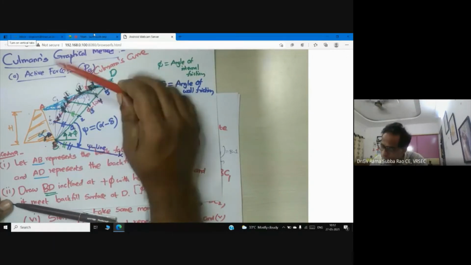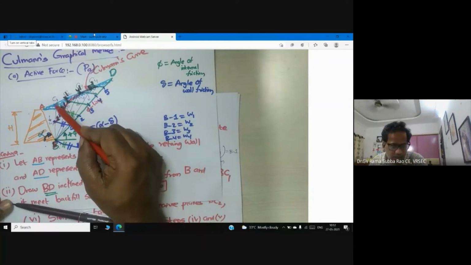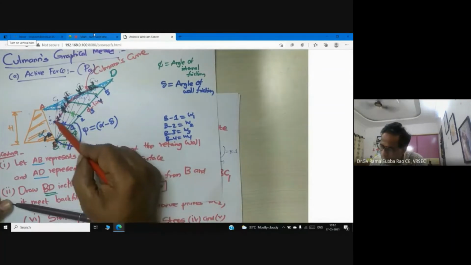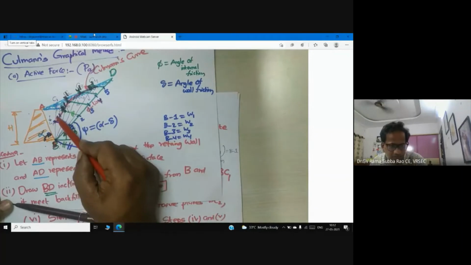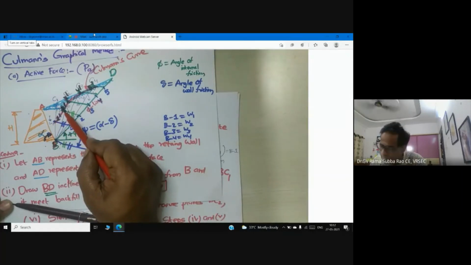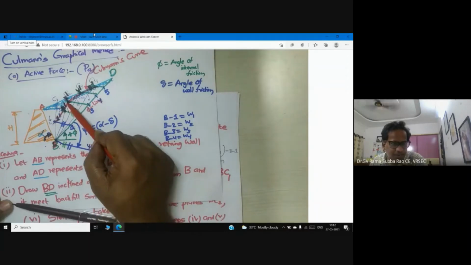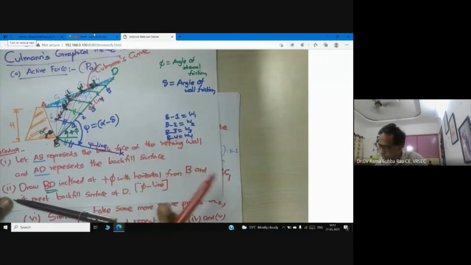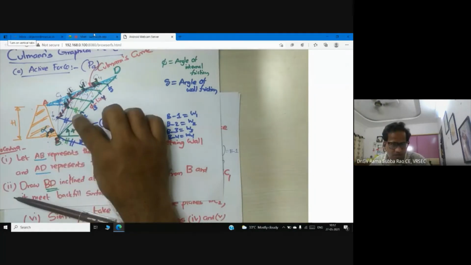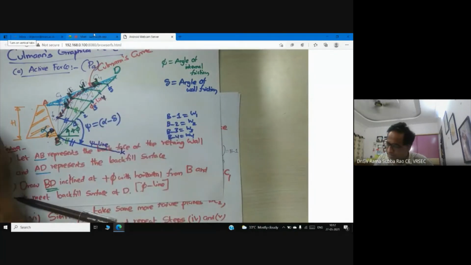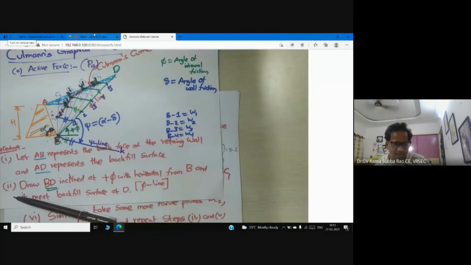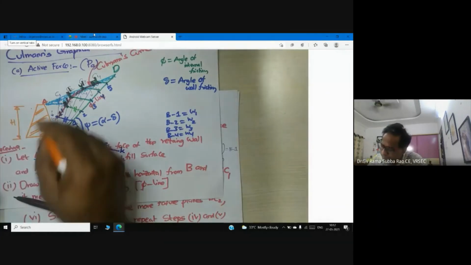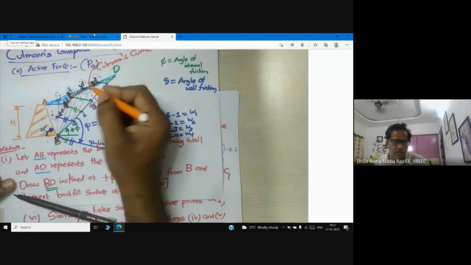Whatever the line, it has to intersect the already drawn arbitrary failure plane. If it is the first failure plane, at 1 dash; if it is the second failure plane, at 2 dash; if it is the third failure plane, it will intersect the point called 3 dash, 4 dash. Now join all these points. This is called Culmann's curve. Because of these colors you may find difficulty, but please understand the procedure is clearly written. I will send the material to all the students. So now this is the Culmann's curve.